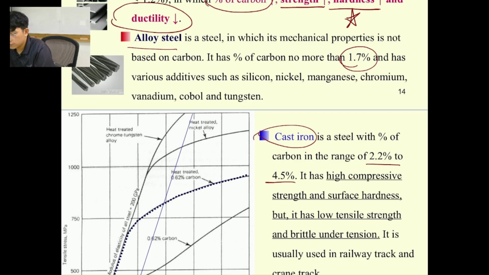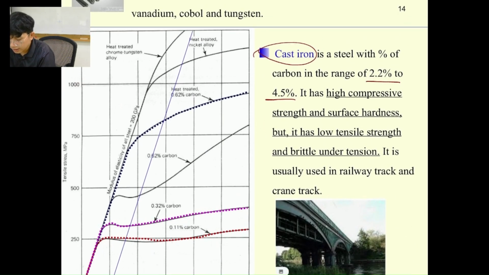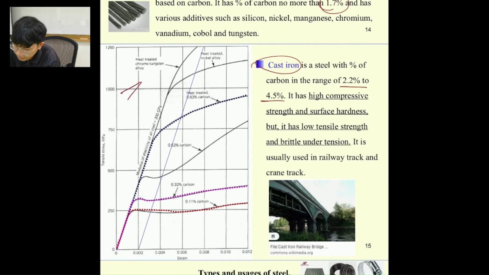It's between 2.2 to 4.5 because they would like to have really good compression and also a little bit good tension. When we use it for railway construction, it's really good for braking the train. Okay, lastly, what I want to mention is over here, right?